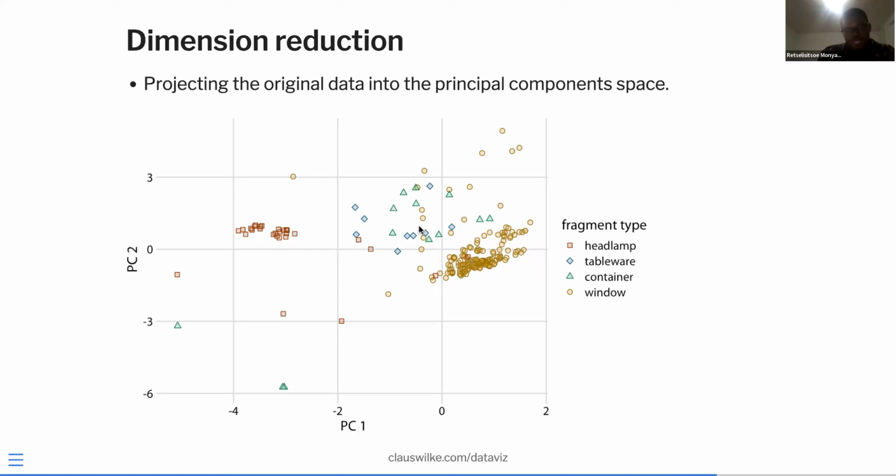Some of the fragments, I think these are headlamps, you can see they're associated mainly with negative values of PC1. Window fragments are more associated with positive values of PC1. But tableware and containers are just kind of scattered there. To be honest, I rarely do any visualizations from PCA. Generally, I just do the PCA and then fit the model. So it was interesting to see the book go deeper into visualizing this.